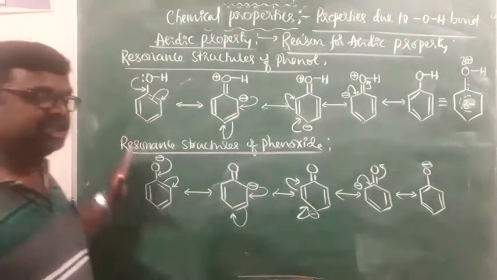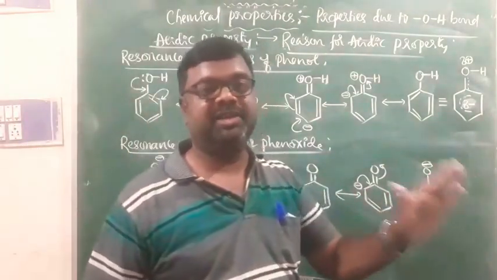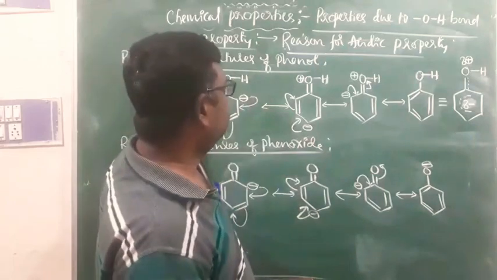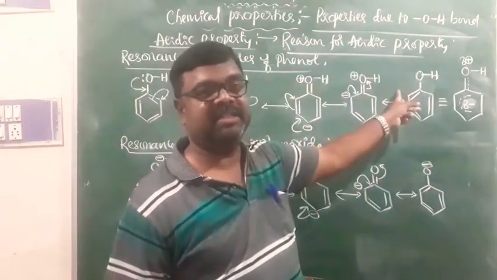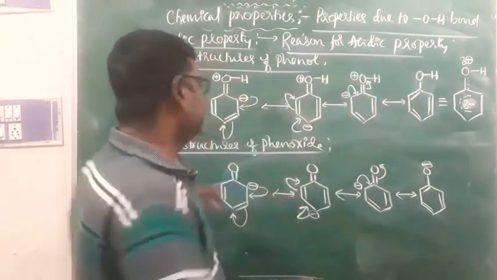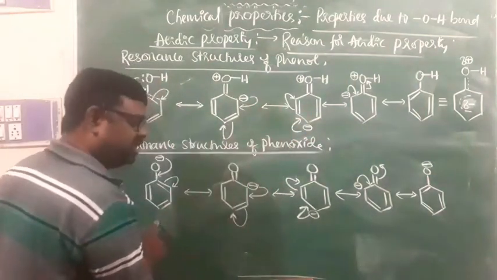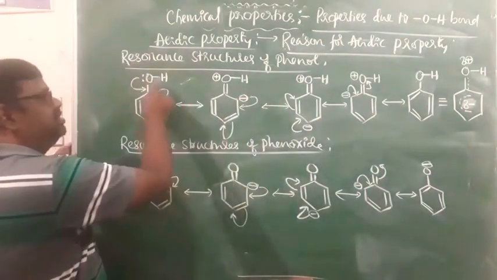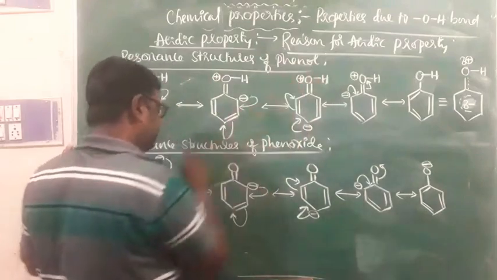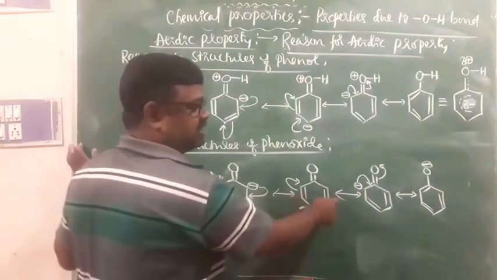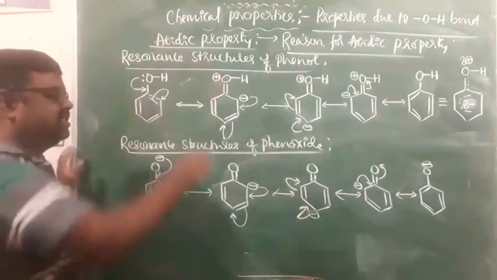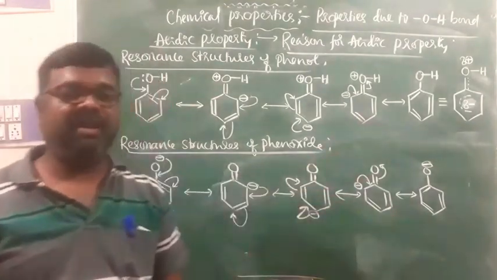The negative charge is only dispersed, with no creation of plus and minus. But here the creation of plus and minus takes place. Therefore phenol is unstable. Here there is a charge separation, here there is no charge separation. Here a positive charge is created on the oxygen, but in phenoxide a positive charge is not created on the oxygen. Because of that, phenol is less stable and phenoxide is more stable.